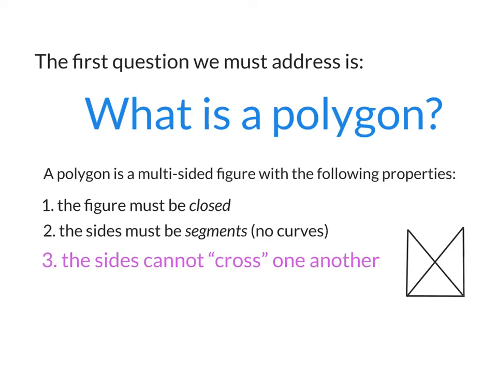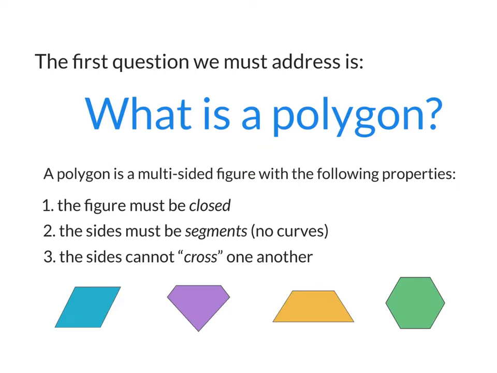Lastly, remember the sides cannot cross one another. So maybe you can see here that the sides are crossing. It's almost like the bottom of this triangle, if you will, has been folded up, and now they are crossing each other. Okay, you cannot have sides that cross one another.